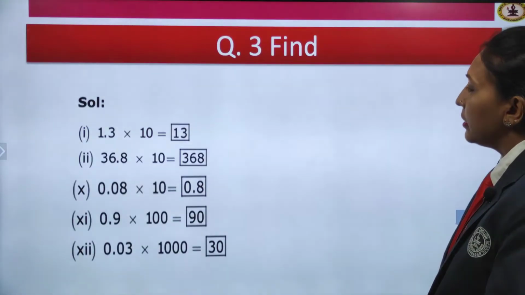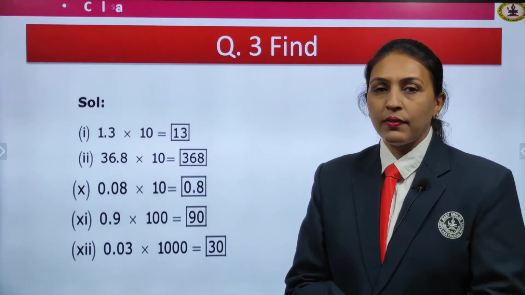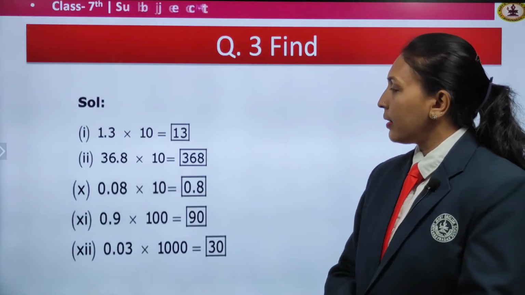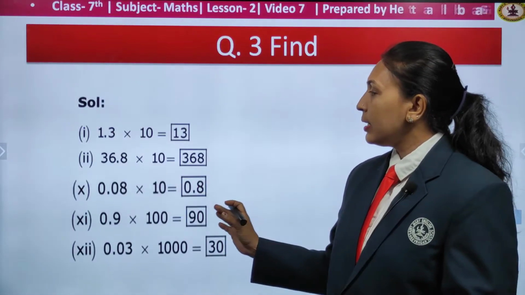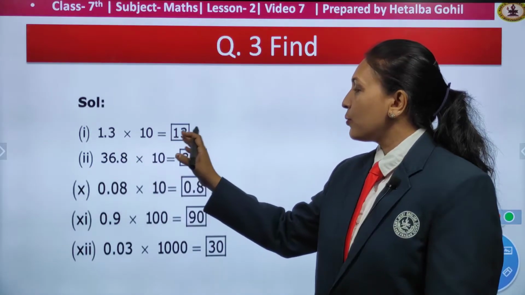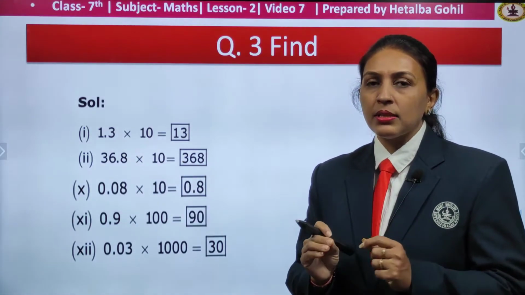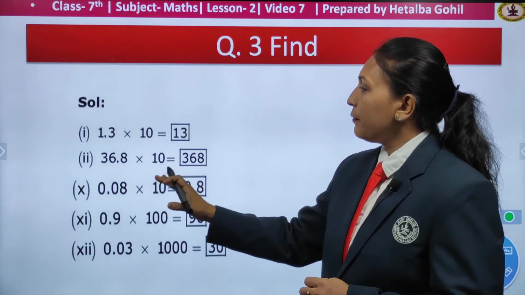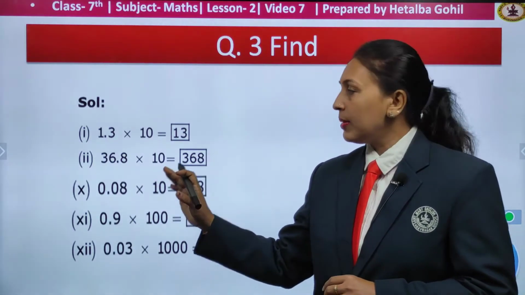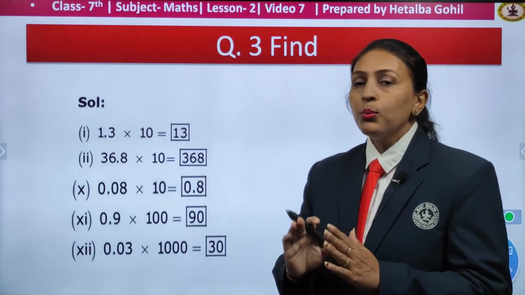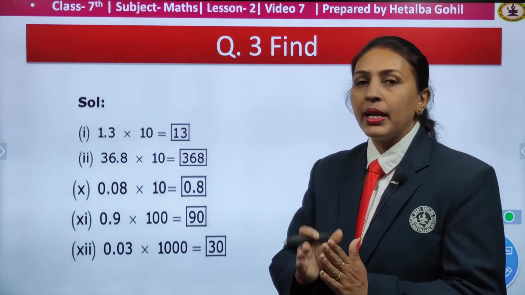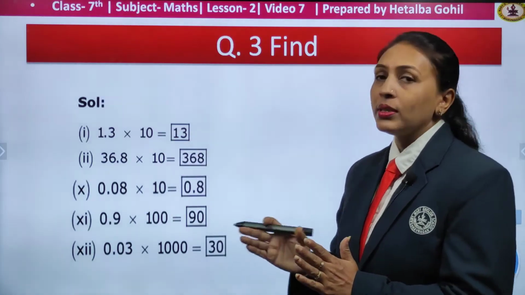Question number 3 here. Here we have multiplication of the decimal number with 10, 100 and 1000. You can see here 1.3 into 10. Children, here only apply one simple logic: if you are multiplying the decimal with 10, 100 and 1000, move as many zeros, that many places you have to shift to the right side.